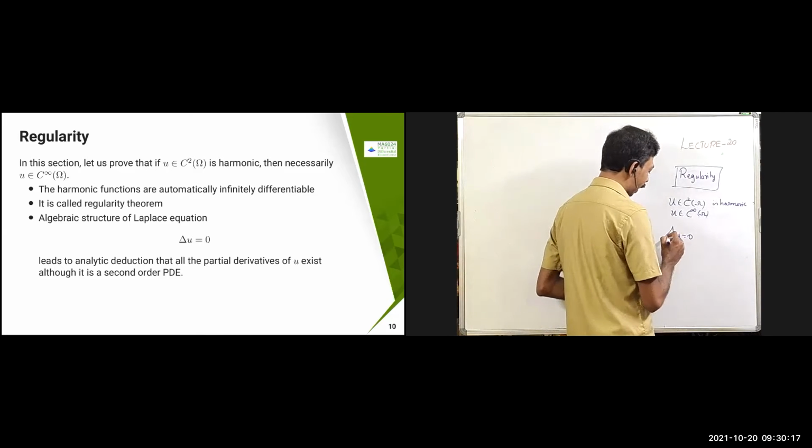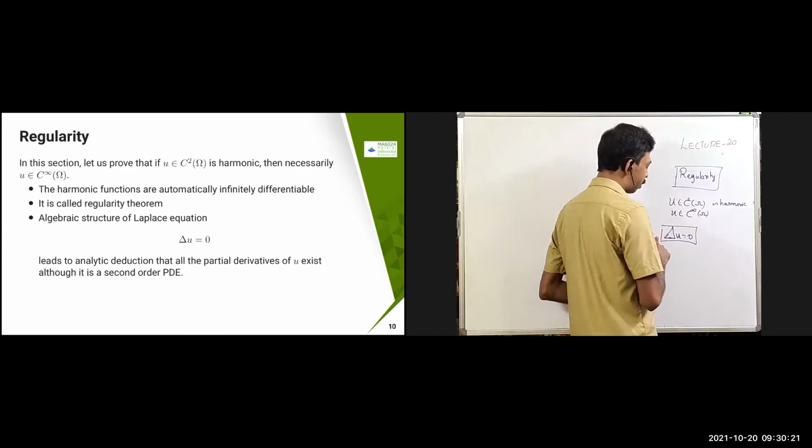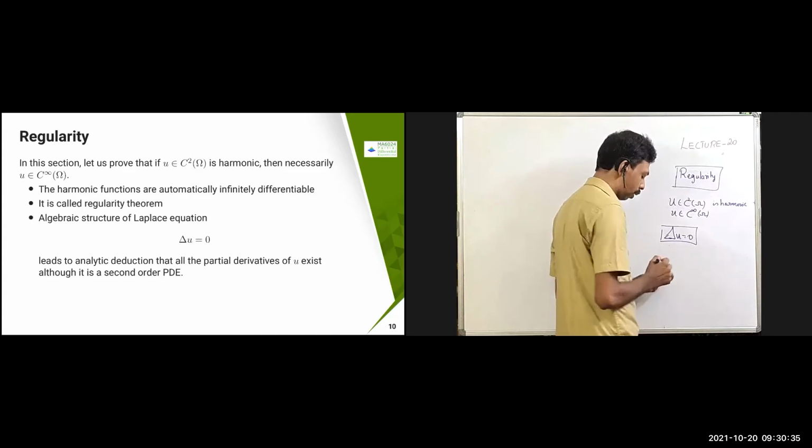Remember that this is a second order PDE only. Del u equal to 0 is a second order PDE. But if you find a u such that this is satisfied, then that automatically means all partial derivatives of u are going to exist, although this is a second order PDE. That is very beautiful.